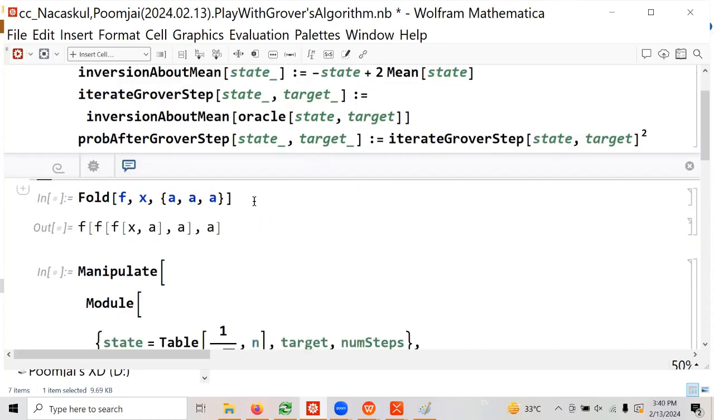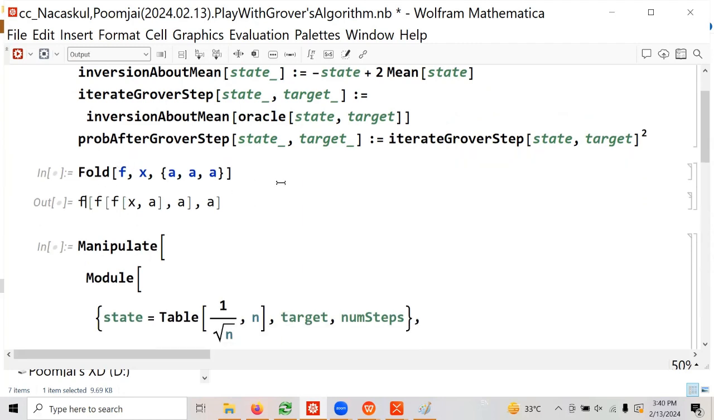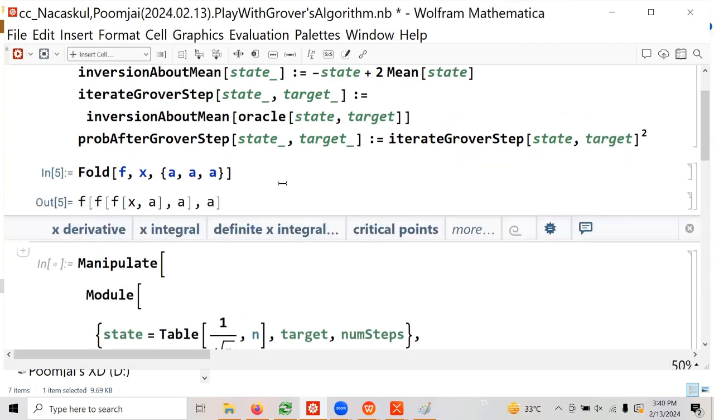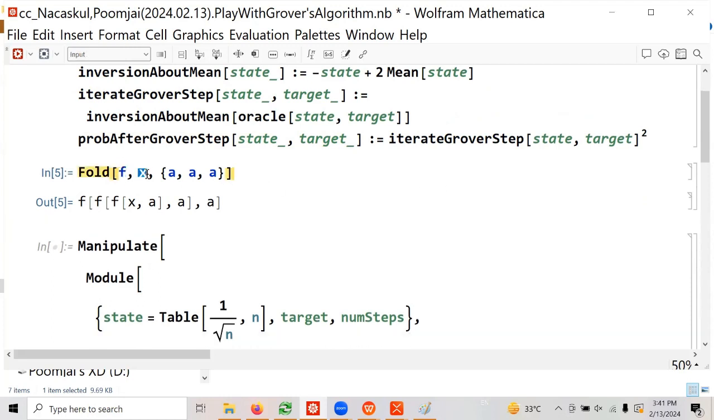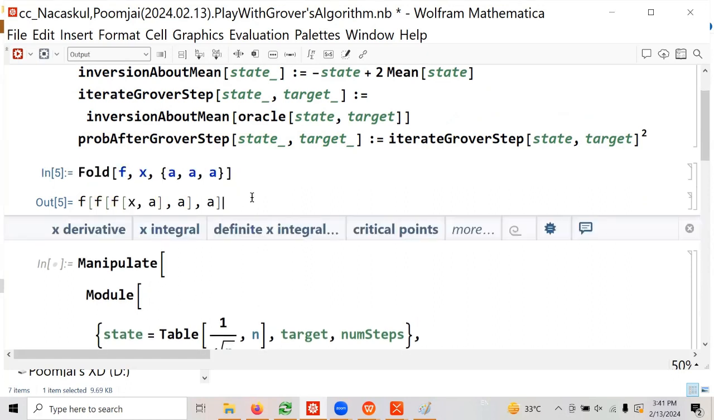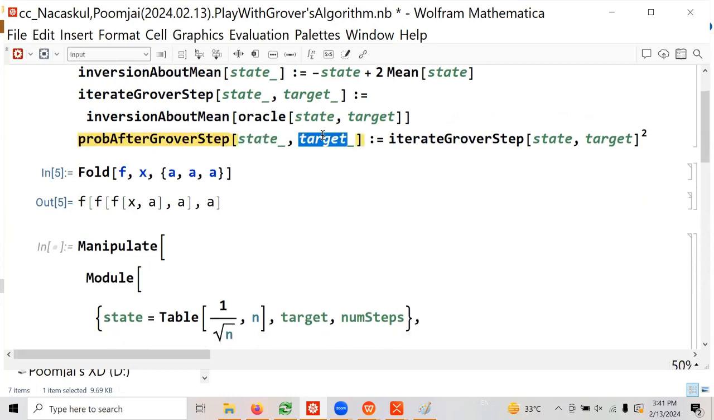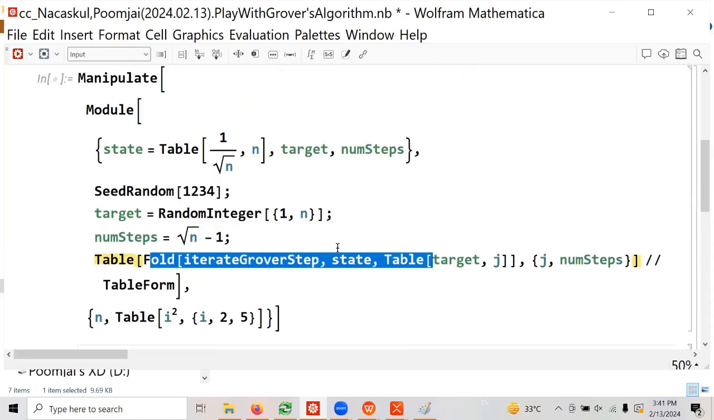Now, how do I apply this function this many times? I use a mathematical construct called fold. This is just a shorthand. It would be very difficult if you were to do it with list iteration in Python, or in mathematics you can also do a for loop, but it's very clumsy. This is actually very elegant. What it means is apply f to x with additional argument a. I can change this, so it's very flexible. In this case, I apply this 3 times on the state with the target. So this is where this whole thing comes in.